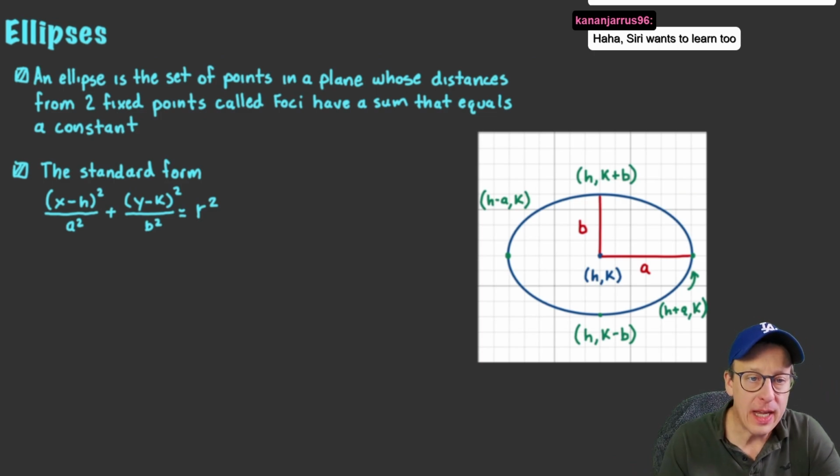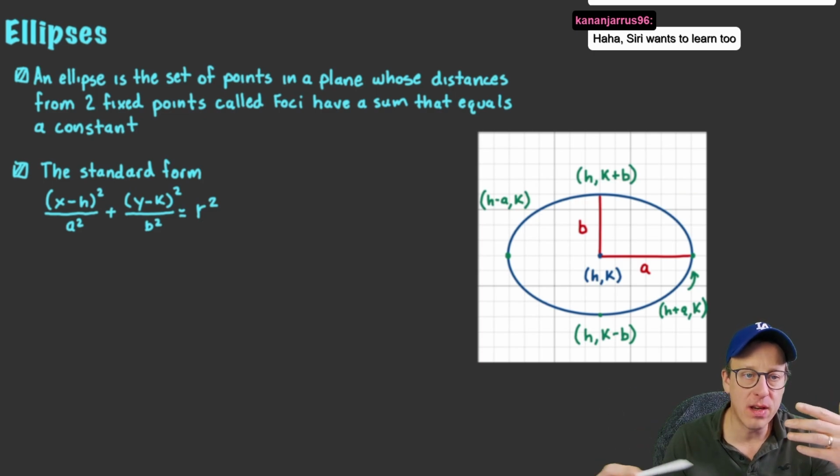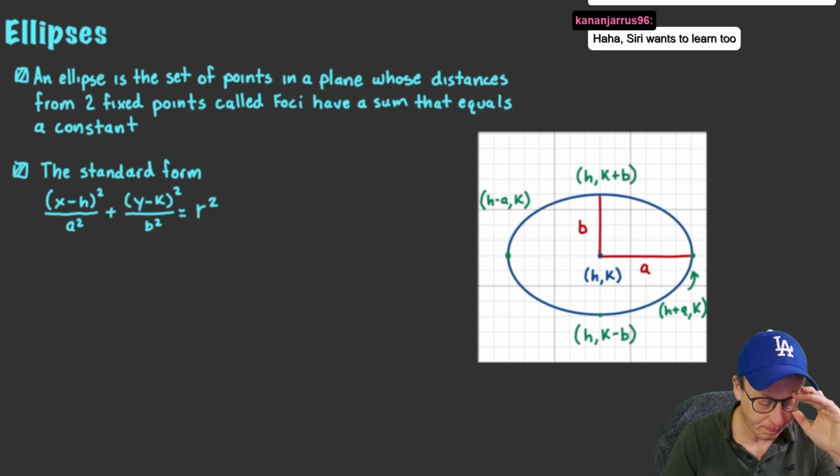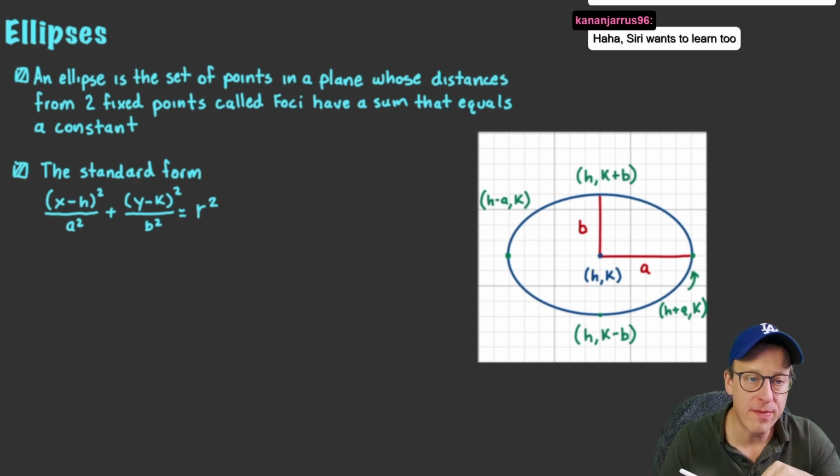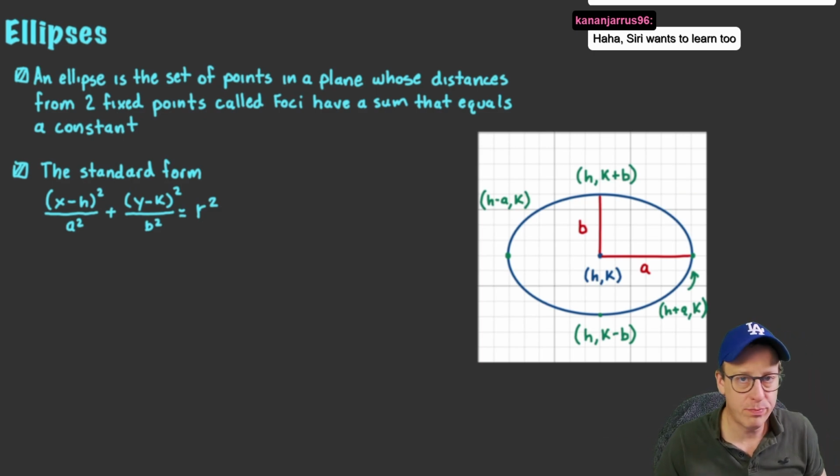Okay, so an ellipse is just going to be a set of points in a plane whose distances from 2 fixed points, which are called foci, have a sum that is going to be equal to a constant. You can see here the standard form for our ellipse. So if we see a formula that looks like this, we can look at it and say, okay, that's an ellipse. And you can see here exactly where all of these different points are based off of finding the values of h, k, and also a and b. Everything is right there and pretty understandable.